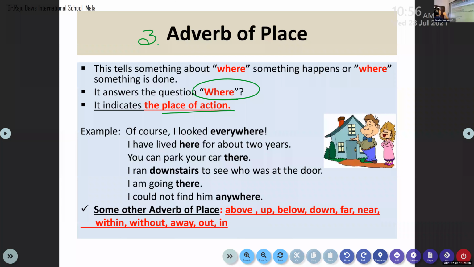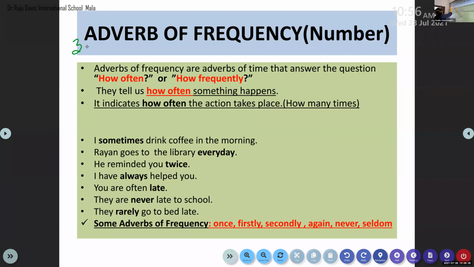The third type of adverb is, no, the fourth one. Fourth one, adverb of frequency.